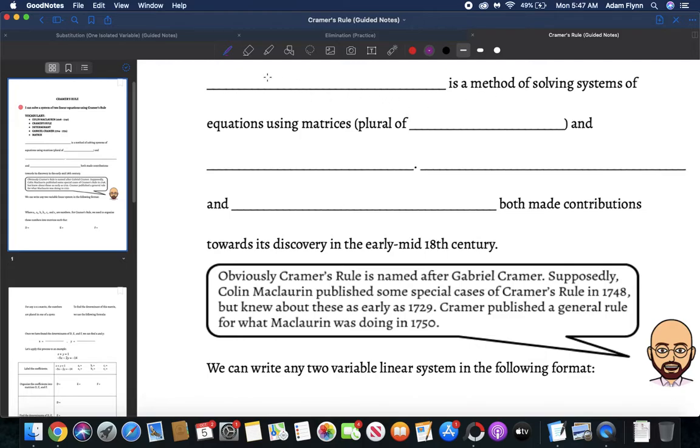So, starting off, Cramer's rule is a method of solving systems of equations using matrices, which, if that word looks a little unfamiliar, is just the plural of the word matrix, which we will see a little later on, and determinants, a word I'm sure you have yet to hear at this point.